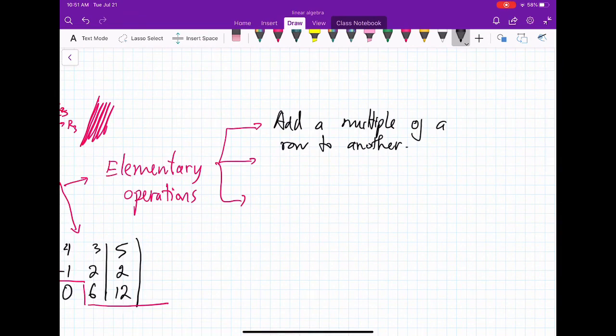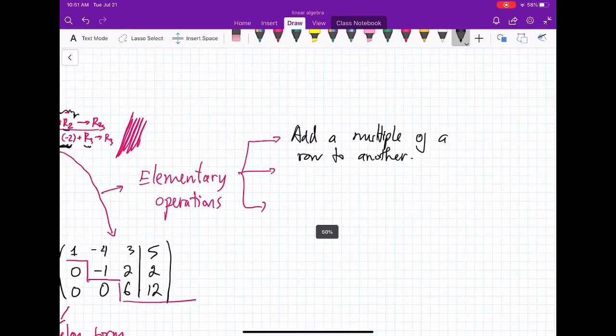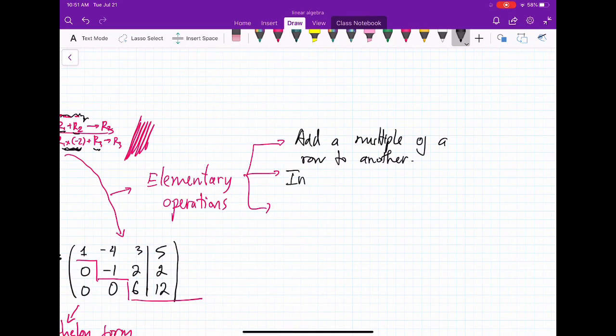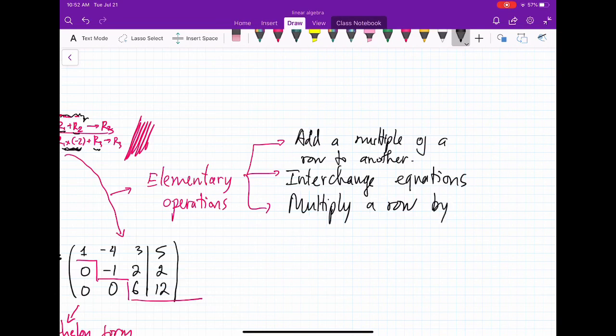Don't forget that. And the next operation, you might interchange equations. Of course, when you interchange equations, you don't change the system. So you have the same system, okay? The same means the solution sets are the same. And the next one, you multiply a row by a constant.